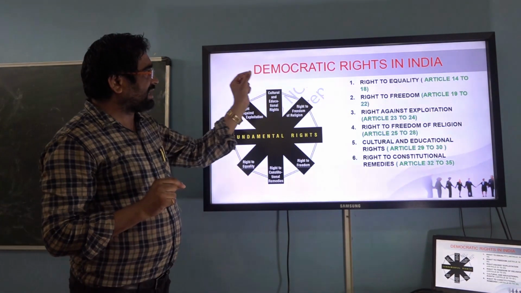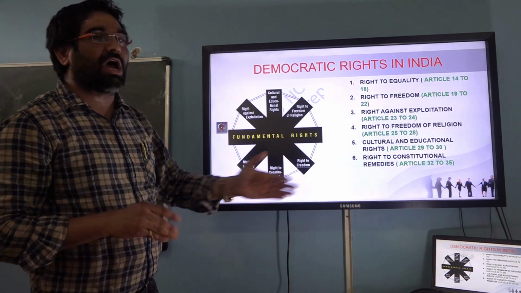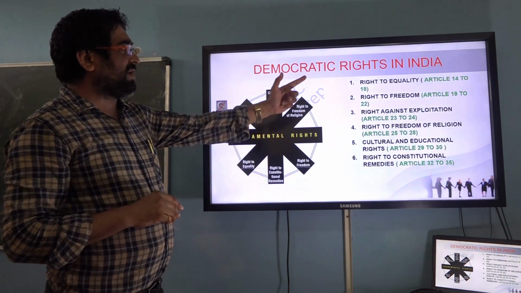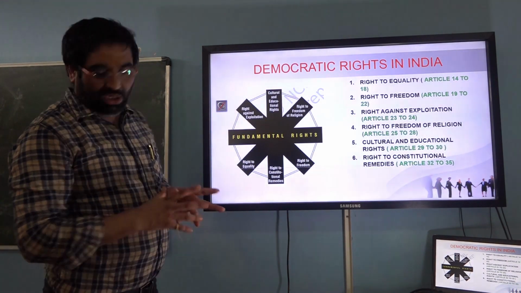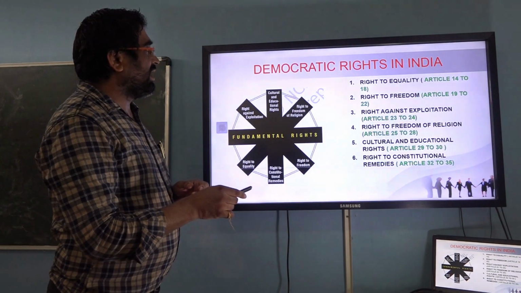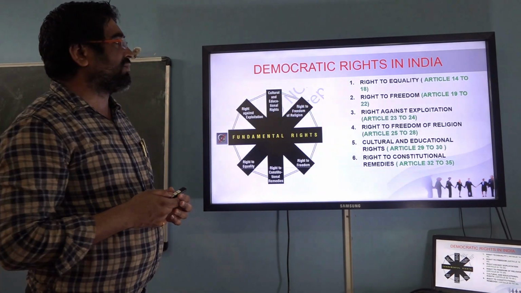But in the aspect of democratic rights, we are going to study the 6 fundamental rights given in the Indian Constitution. Let us see the first. There is the right to equality. You can see here, friends, the right to equality, which has articles 14 to 18.